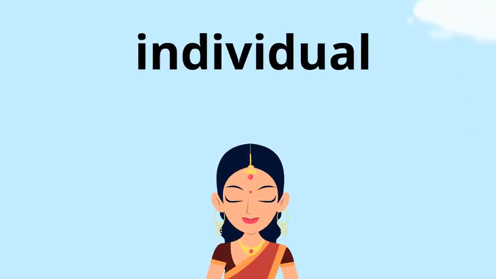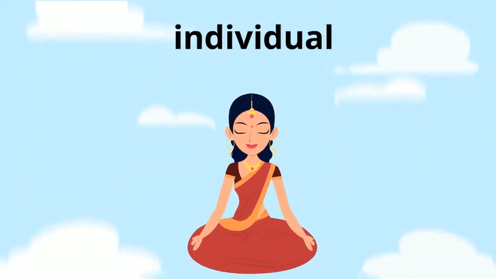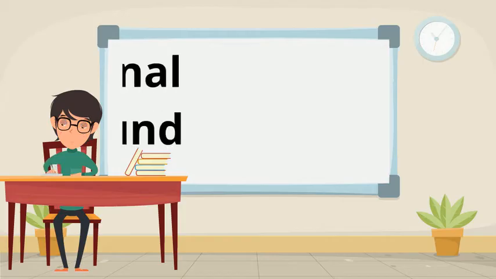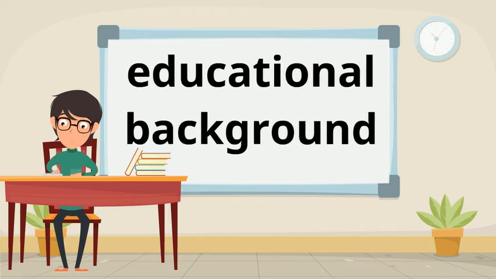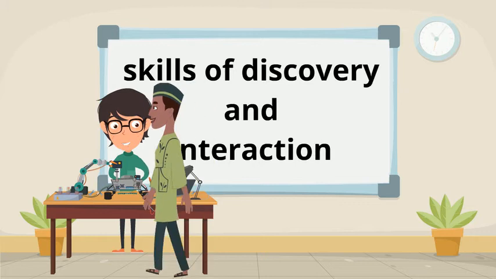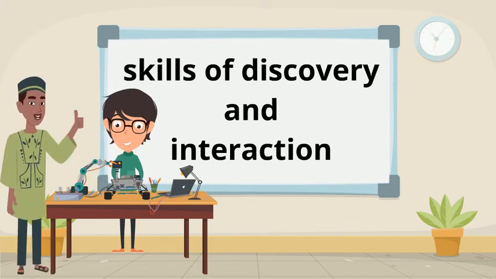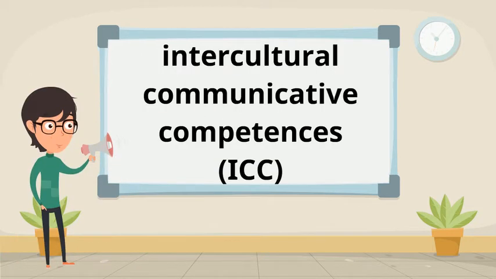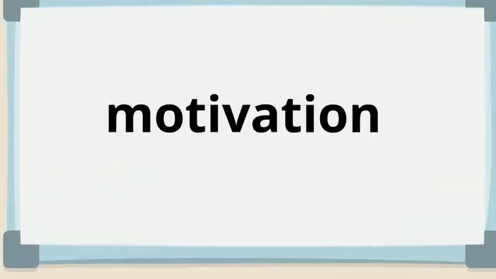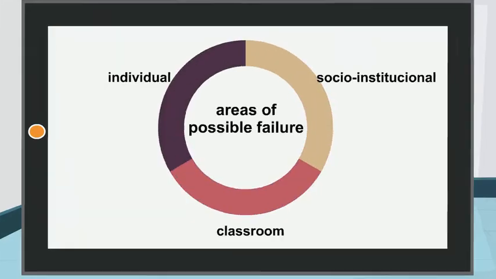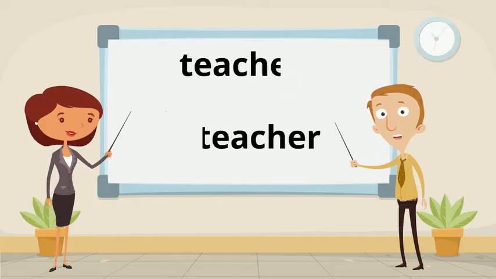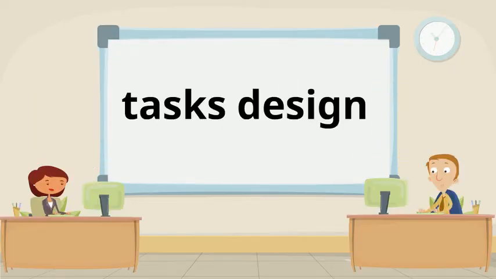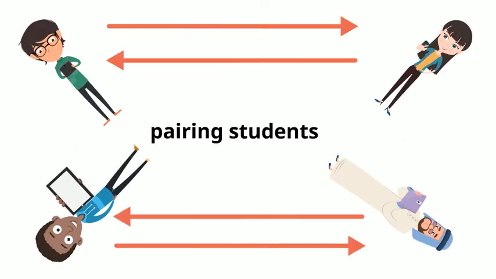In the individual level, there are certain elements that affect the communication among its participants. For instance, the learner's educational background, skills of discovery and interaction, intercultural communicative competences, and motivation. In the classroom level, we can find factors such as the teacher-teacher relationship, how they design the tasks, and how they pair their students.